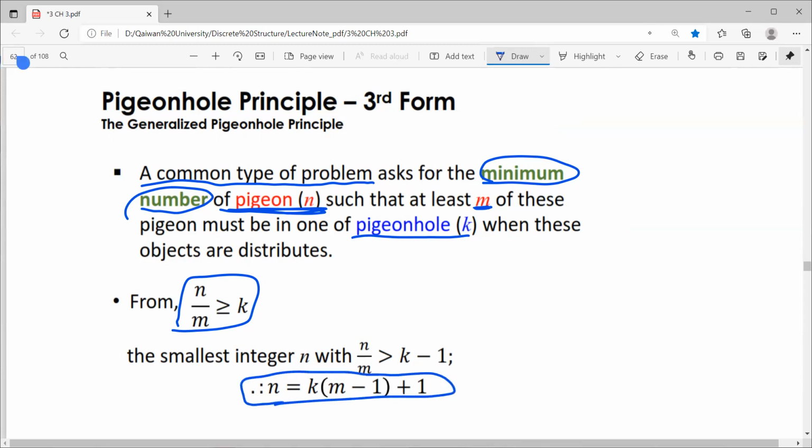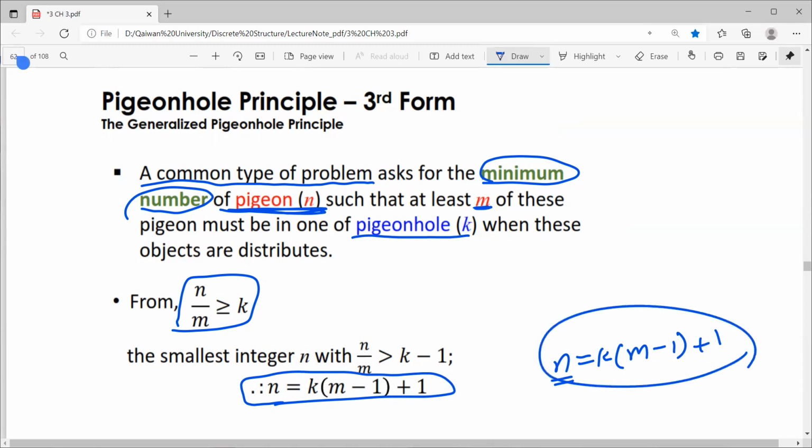If we just memorize this rule, that's all. We say n, the number of pigeons, equals k times m minus 1, where m is the number of elements which have the same image, then plus 1. We just apply this rule to find the number of pigeons, or the number of elements in X. You have k times m minus 1 plus 1.